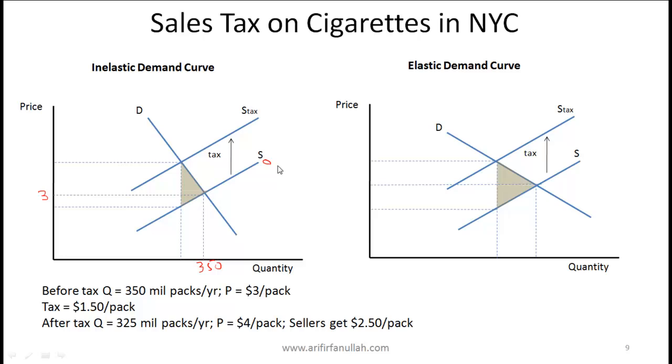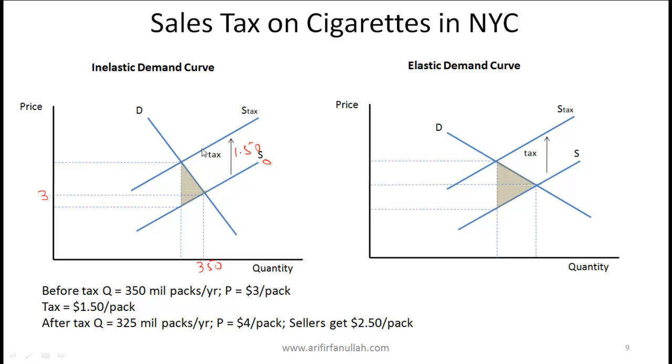So if there is now a tax of $1.50 on the supplier, so the statutory incidence is on the supplier, what will happen to the supply curve? The supply curve will shift, and you have this new supply curve S tax. The way you can think of it is, in the past, at a quantity of 350, the supplier was charging $3 because there was no tax. Now with a tax of $1.50, at the same quantity, the supplier will simply add the tax of $1.50 and charge $4.50. Basically $1.50 is added to each point on the supply curve, so we effectively have a supply curve that is shifted up by $1.50.